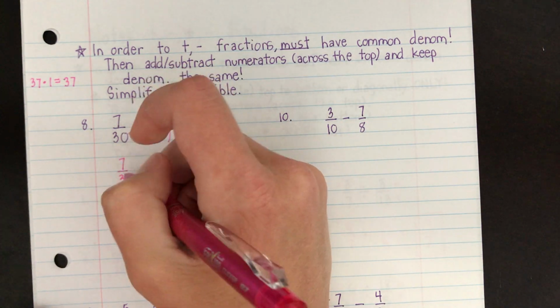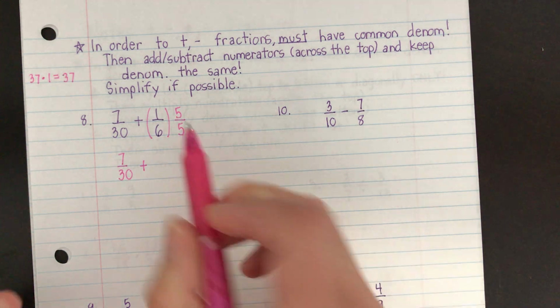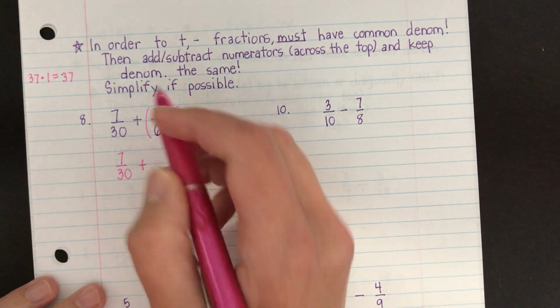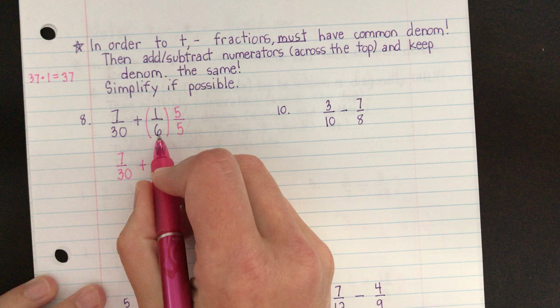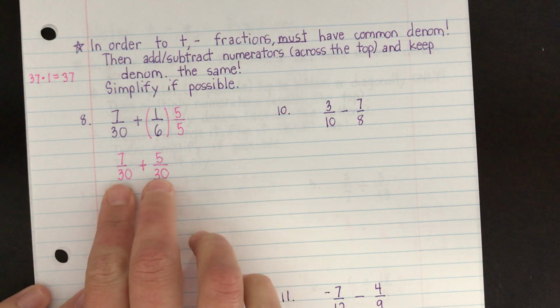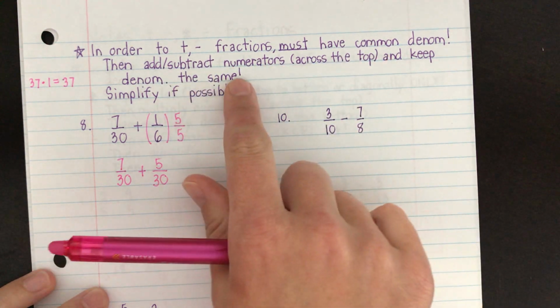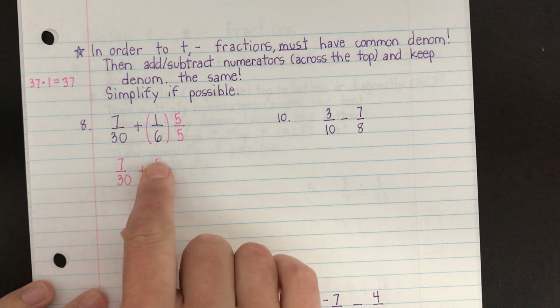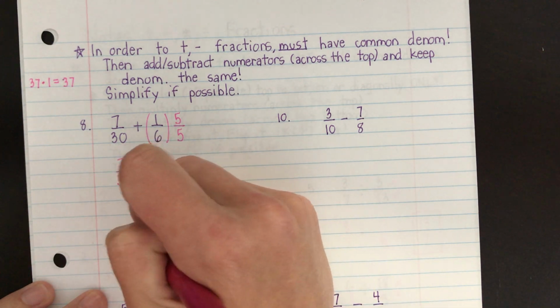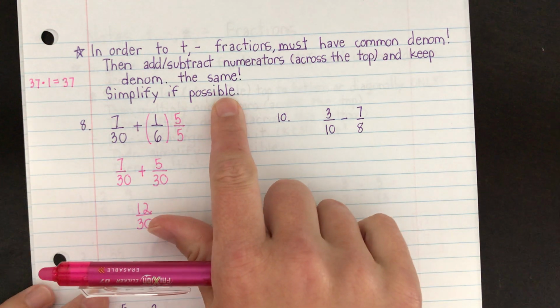So that drags down 7 over 30 plus, and remember from our multiply part of our video, numerators 1 times 5, and then denominators 6 times 5. So then I have that common denominator. So then I can add or subtract the numerators across the top and keep the denominator the same. So let's do that. 7 plus 5 is 12. And then I keep my denominator the same, 30. And then of course I simplify if possible.